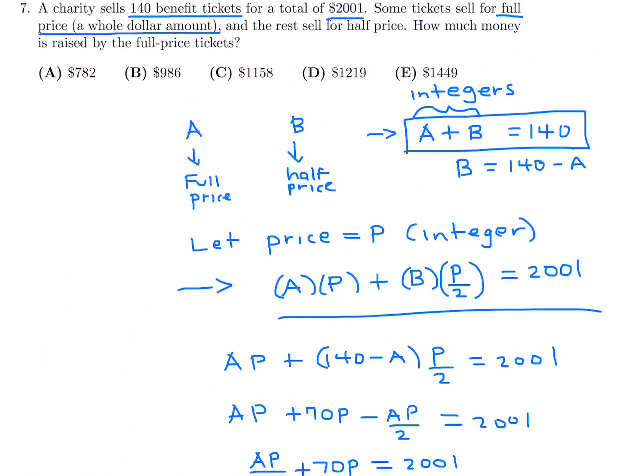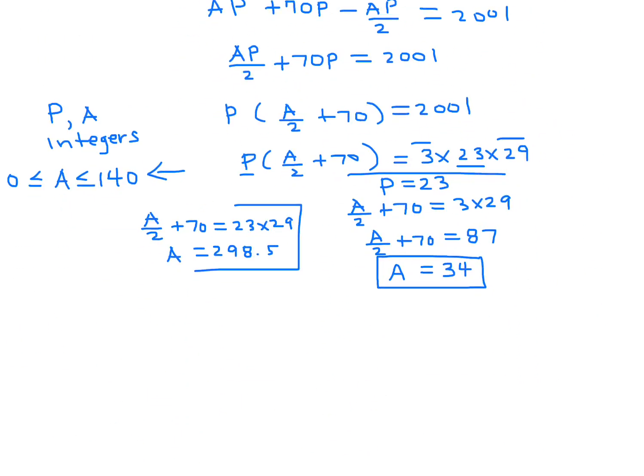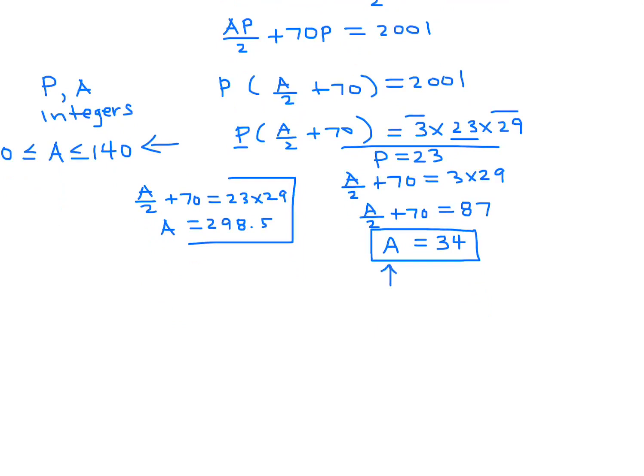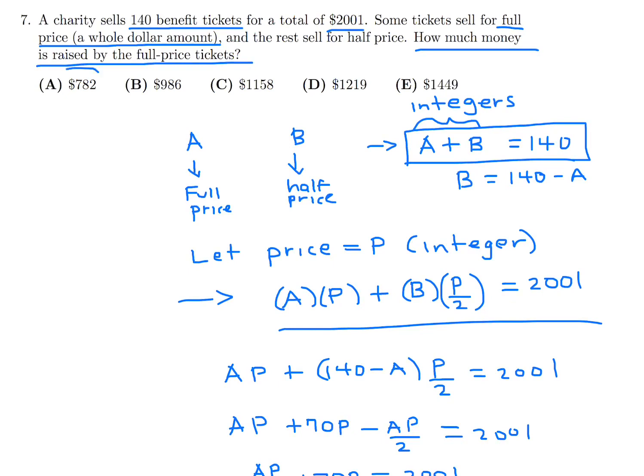So what do they want us to figure out in the question? How much money is raised by the full price tickets? All right, so the full price tickets was A. We have 34 of them, and each of them was sold for $23. That is P, the full price. So $23, and therefore this is $782 raised by the full price tickets. So the answer would be 7 is A.